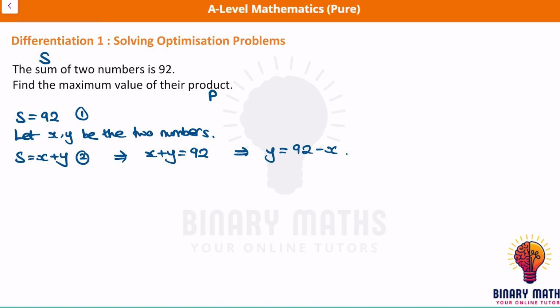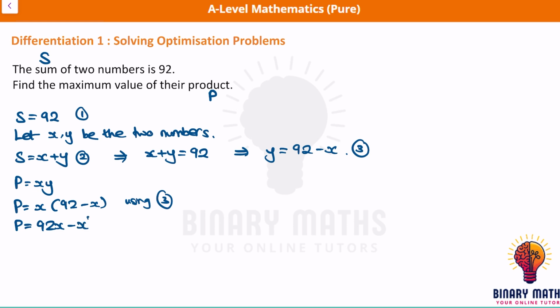Okay, find the maximum value of the product. Now the product is X times Y. But since Y is 92 minus X, the product could also be equal to X times 92 minus X, using equation 3. Now because we can expand it, P is equal to 92X minus X squared.